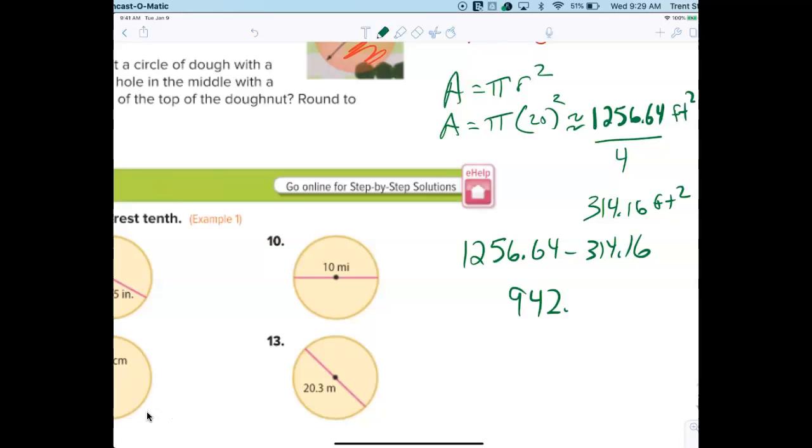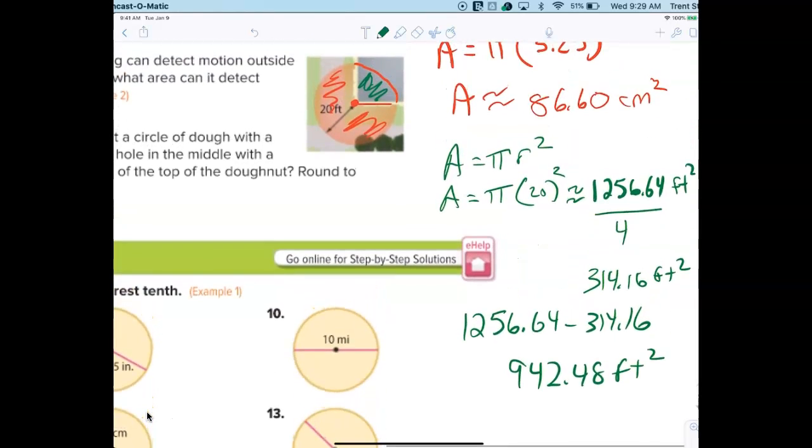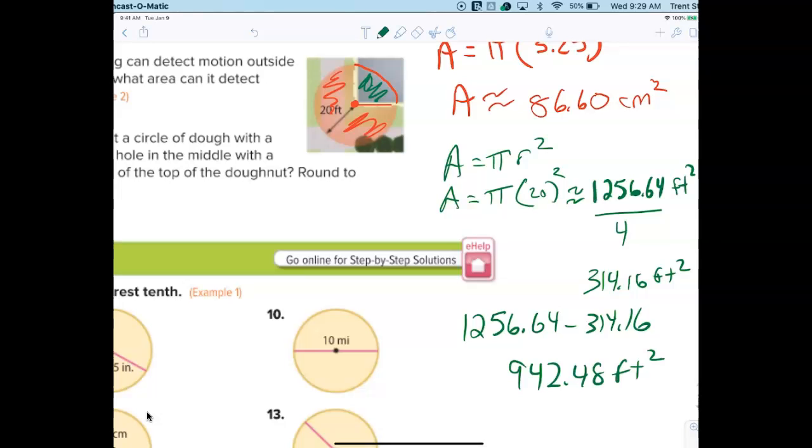Point 48. And then we would say square feet. I'm really proud of you, girl. That's very, very good. Now, how did you know it was 1/4 though? You just kind of estimated? Right. Now, can someone tell me how we knew it was 1/4?